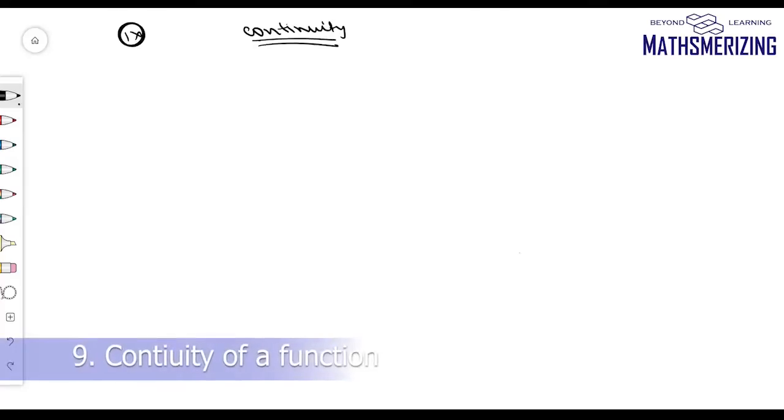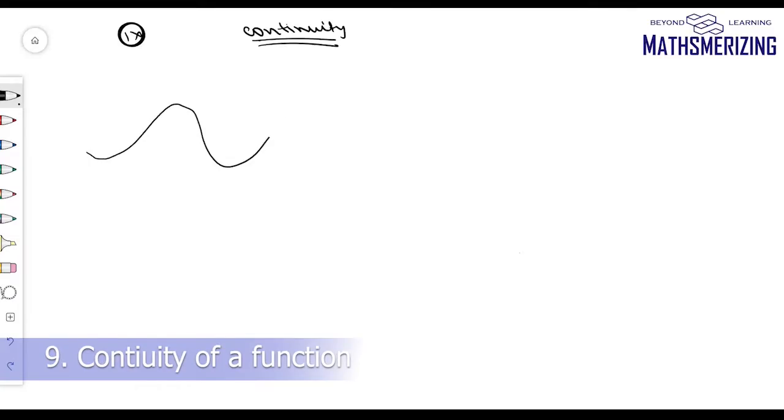Now, the ninth thing that we'll decide in a graph is whether the function is a continuous function or a discontinuous function. So, if the graph of a function is connected, then we'll say the function is continuous. And if the graph of a function is disconnected at any point, then we'll say this function is discontinuous at that point. So in order to decide whether the function is continuous or discontinuous, all you need to do is draw the graph.